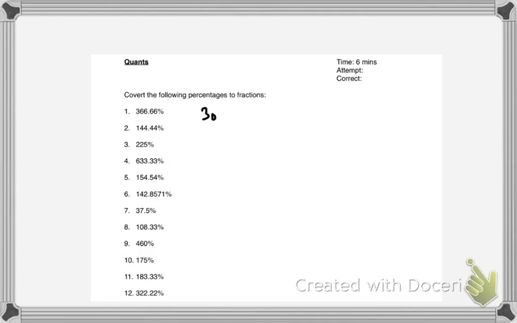Suppose first of all you want to convert your percentage to fractions. So the first question we took up is convert 366.66% into fraction. Now 366.66% can be broken into 300 plus 66.66%. Now 300 on dividing by 100 will give you 3, and 66.66% on dividing by 100 will give you fraction 2 by 3. So adding these two, you will get an overall answer of 11 by 3.